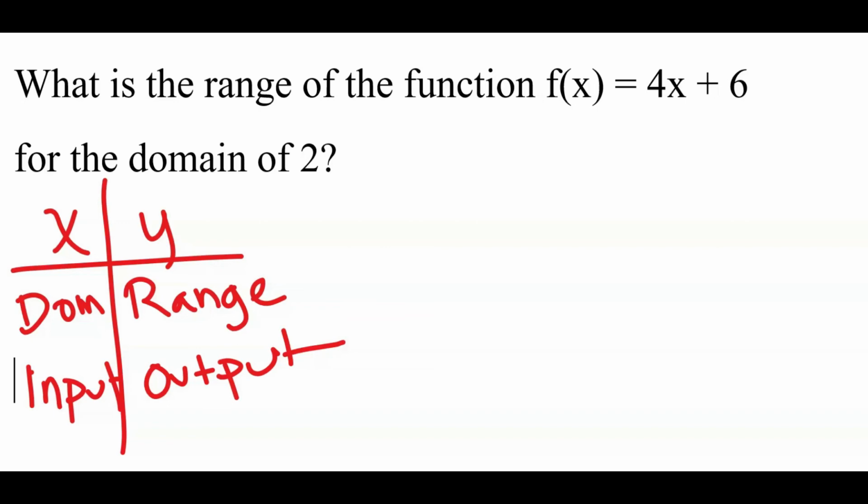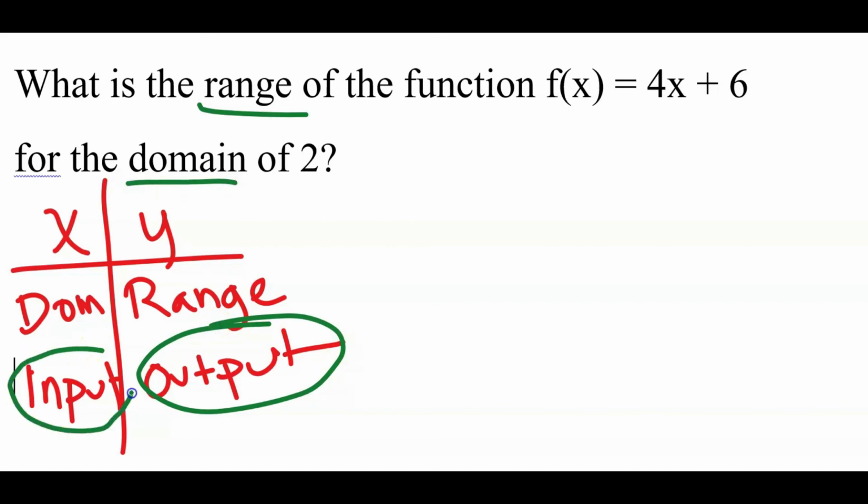So here they're asking for the range. They're asking for the output, and then they give me a domain. Well, a domain is just something I'm going to plug in. So this is the exact same question we just saw. The only difference is they're using different words to describe it. So they want to know the range value of f of x equals 4x plus 6. So that's the original function. Well, they're giving us the domain value of 2. So 2 becomes the number that I'm going to plug in for x.